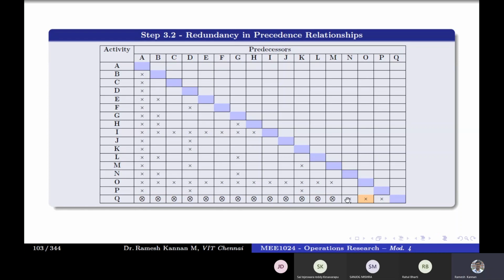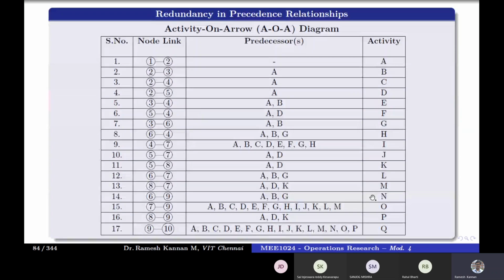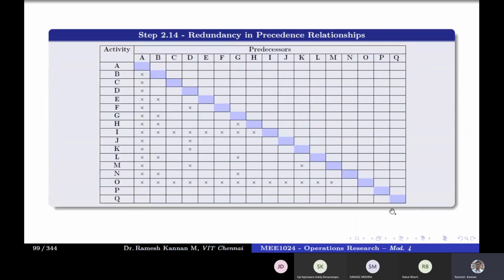The next is, what is the lower right hand corner? Activity N. Let's take a look at what is there in activity N. Activity N has a predecessor of A, B, and G. A is already marked, so you do an overwriting of that. N is also already marked.